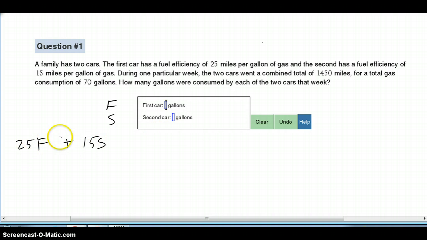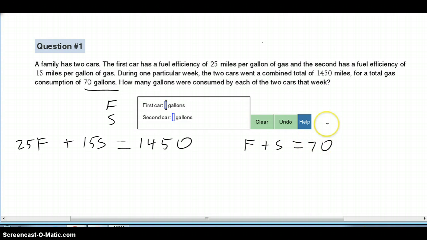So if I take the miles driven by the first car plus the miles driven by the second car, we know that those combined are 1,450. The problem is we've got an equation with two unknowns here, so we need another thing that relates these two. Well, it tells us that the total consumption is 70 gallons. So F plus S equals 70.